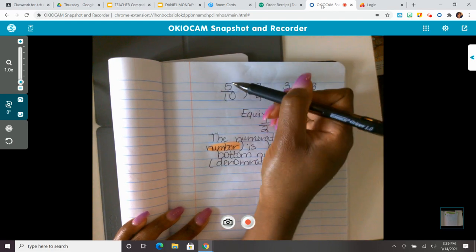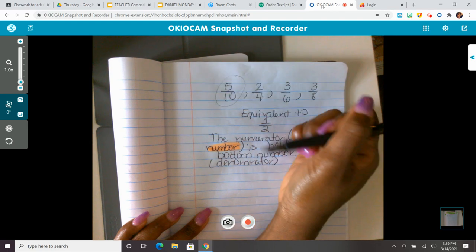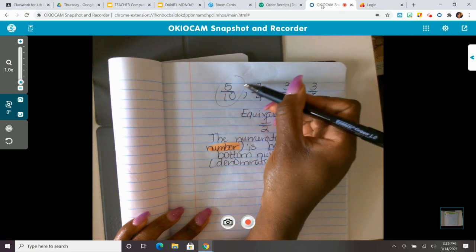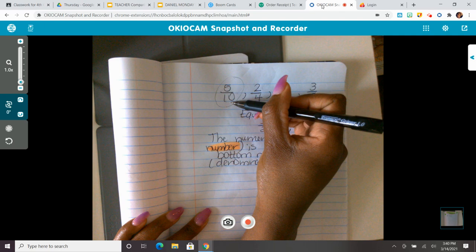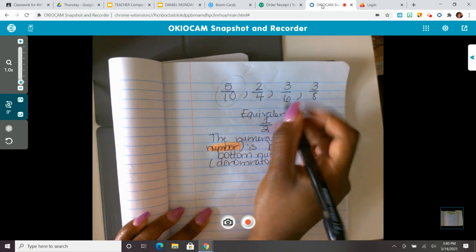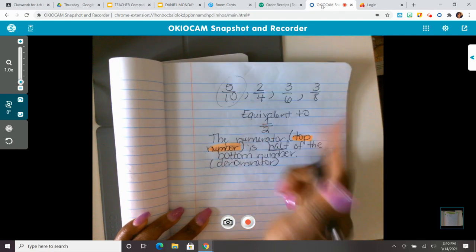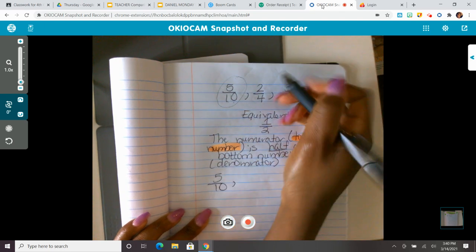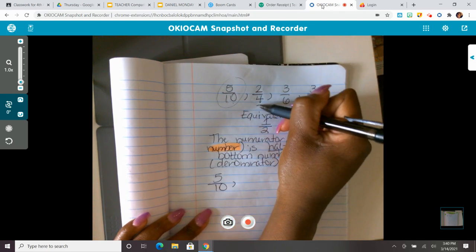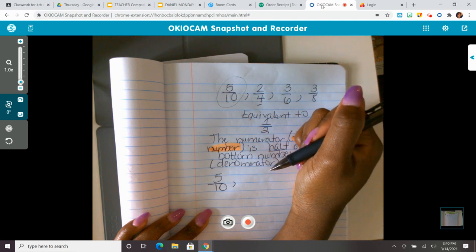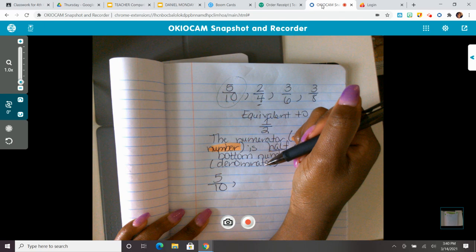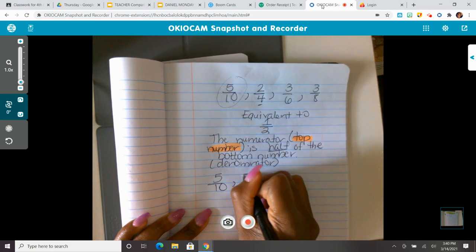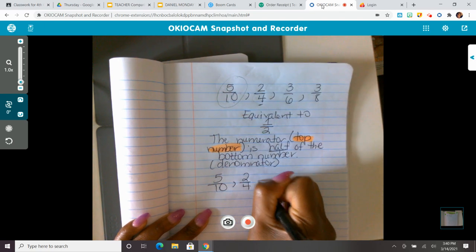So let's look at this. Let's look at 5/10. 5 plus 5 will give me 10. So that means that 5/10 is half, 5/10 is equivalent to 1/2. So I know 5/10 is. Let's look at 2/4. What is half of 4? 4 divided by 2 is what? 2 times what will give me 4? 2. So I know that 2/4 is equivalent to 1/2.